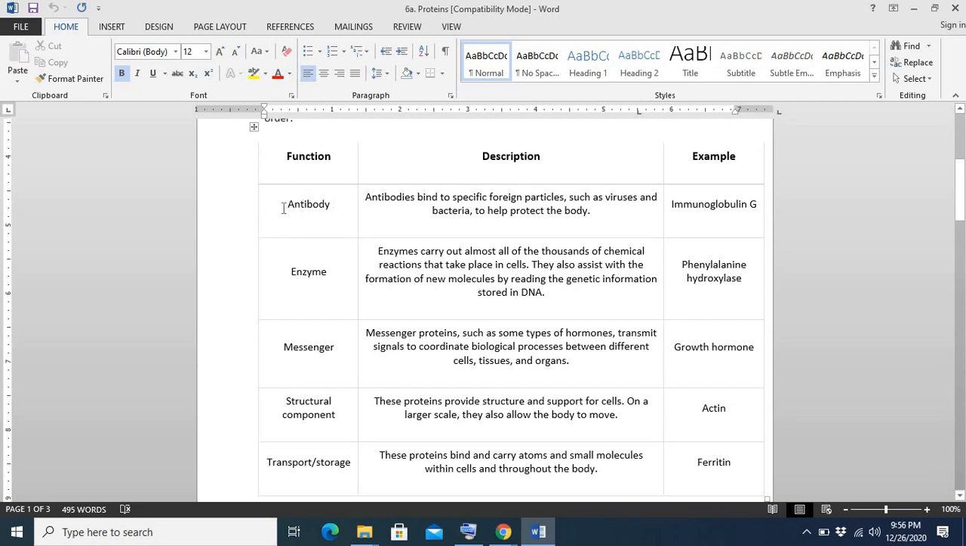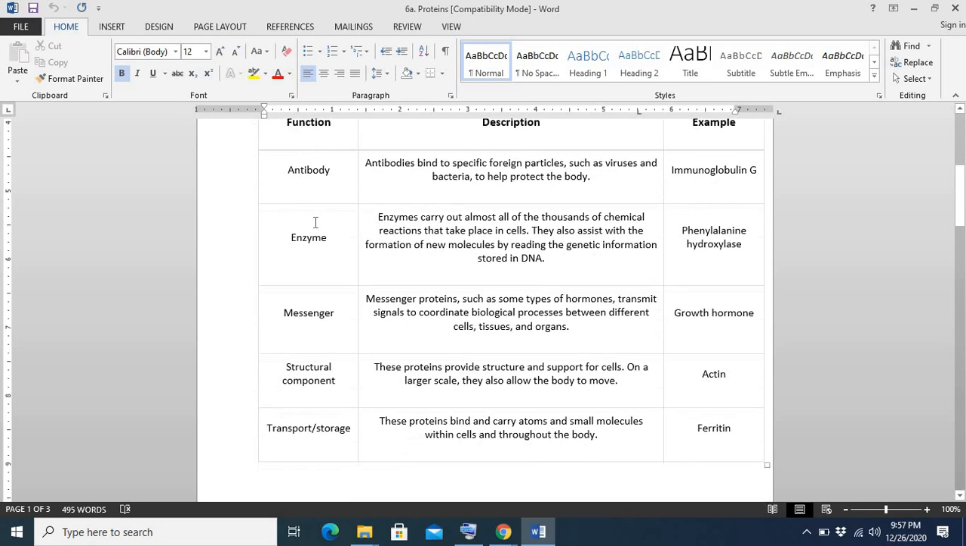So what are antibodies? Antibodies are actually one type of protein, and what function do they perform? Whenever they find any foreign particle in our body, they scavenge or neutralize that foreign particle, and immunoglobulin G is one example of this type of protein.